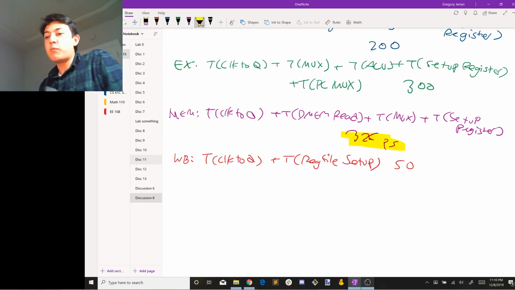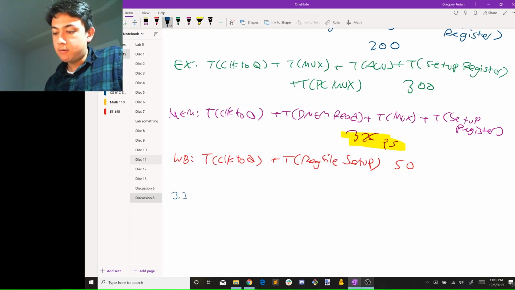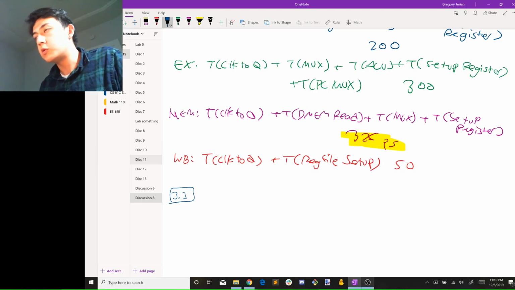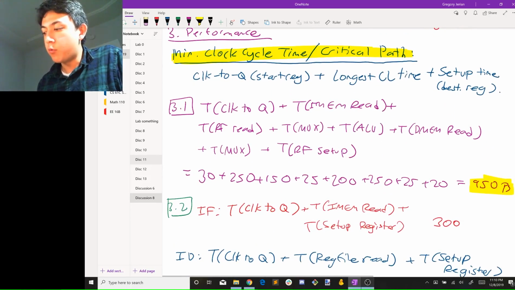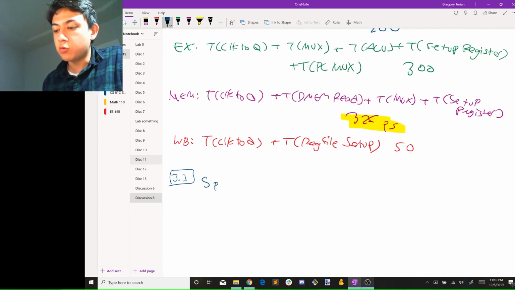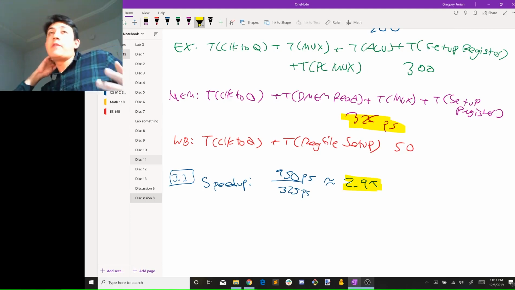So now we're asked in 3.3, what is our speed up? I'm sure everybody after that horrible homework assignment is used to calculating your speed up. You just divide your slower time by your faster time. So our old time from part 3.1 was 950 picoseconds. So we sped it up to 325 picoseconds. So our speed up is 950 over 325. And this is around a 2.9x speed up, which is not bad. It's not a 5x speed up, right?